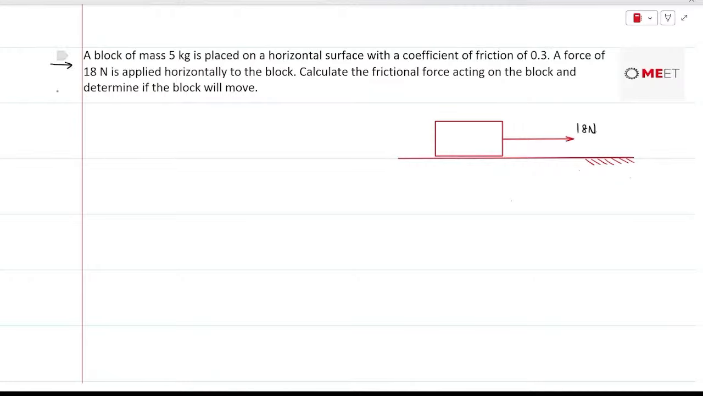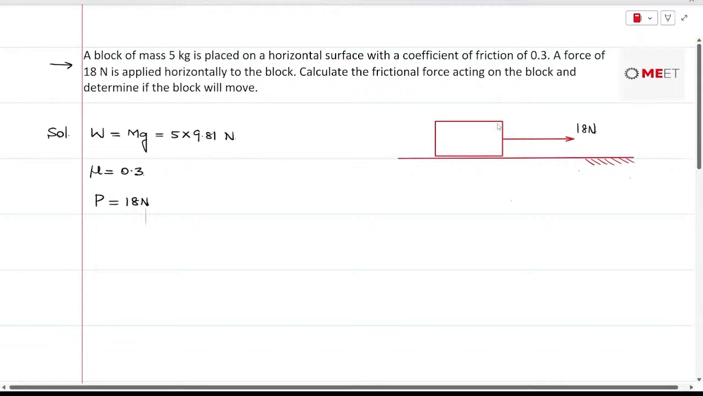So first, let's calculate the weight of the block. Weight of the block, that is W, is equal to m times g. It is 5 into 9.81 newtons. Next, the coefficient of friction is 0.3 and the applied force is 18 newtons.